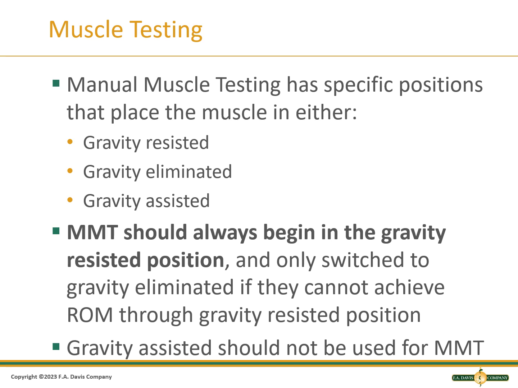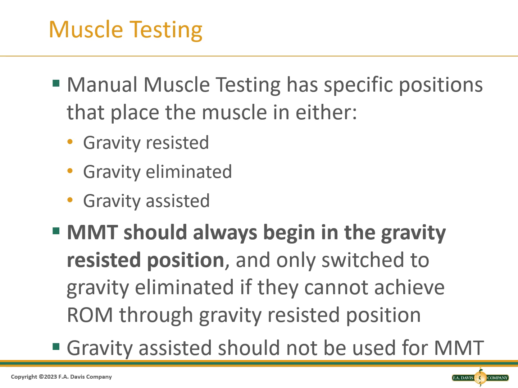Manual muscle testing has specific positions that we place the muscle in for either gravity resisted, gravity eliminated, or gravity assisted position. Manual muscle testing should always begin in the gravity resisted position in order to give a true assessment of the strength. That's how we determine whether or not a patient is at least a 3 out of 5 strength, and you will receive that scale in class. We'll talk about the scoring a little bit more in depth, but that is our baseline.